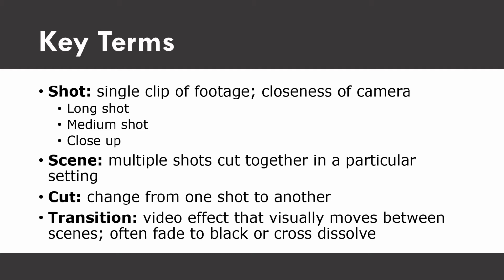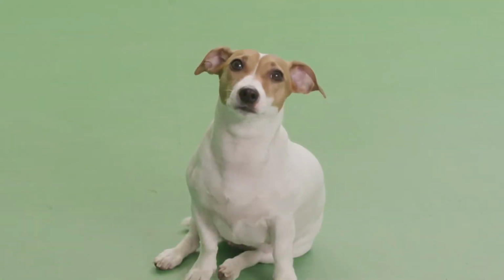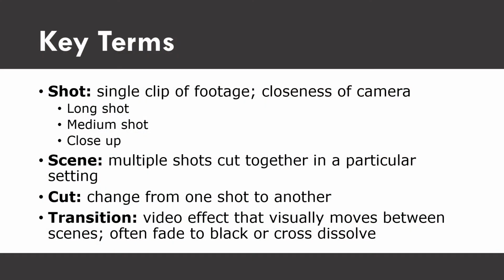So you can have a long shot, a medium shot or mid shot, a close-up, an extreme close-up, all different types of shots. When you bring a bunch of shots together that are all cohesive in a particular setting, that forms a scene. So a scene is built up of many shots that are cut together. A cut is just going from one shot to another.